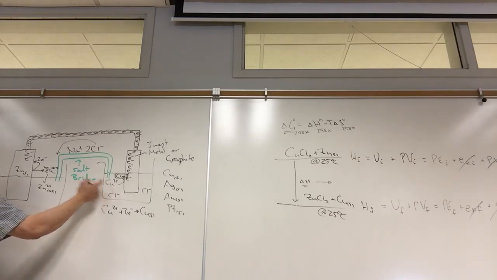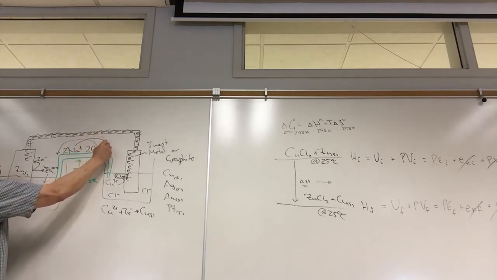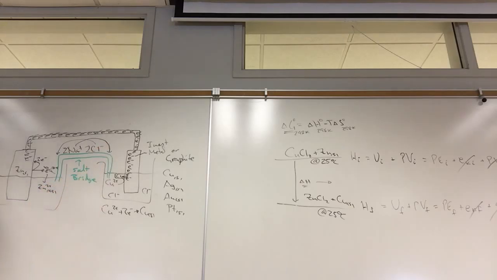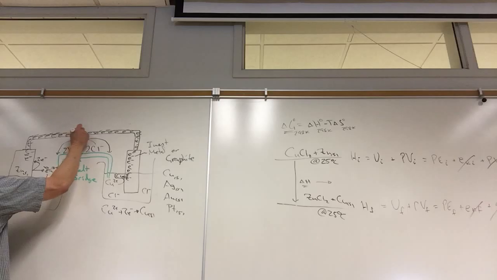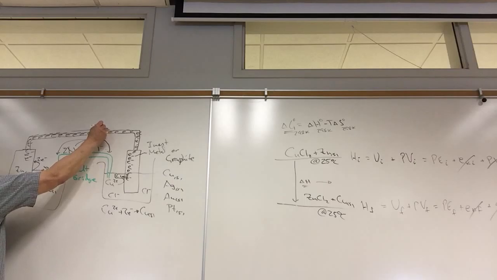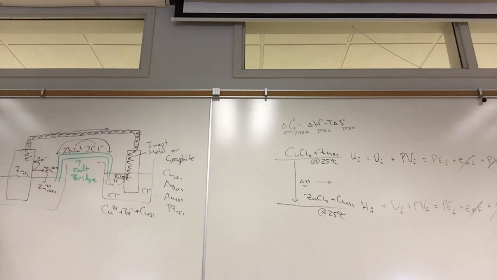And for every copper 2+ that's consumed, I've got to make up that charge. So 2 sodiums are going to be drawn to this beaker so that the chlorides and the zinc ions charge balance. The purpose of the salt bridge is just to maintain charge balance. If I have a salt bridge in there, it's going to help neutralize the space charge and allow the electrons to flow. The electrons are going to flow left to right here, and the ions flow here.